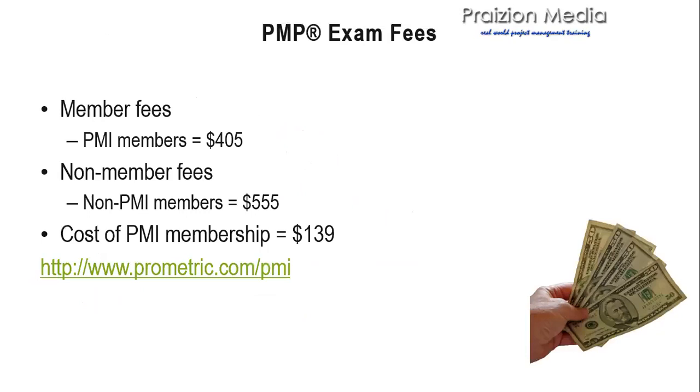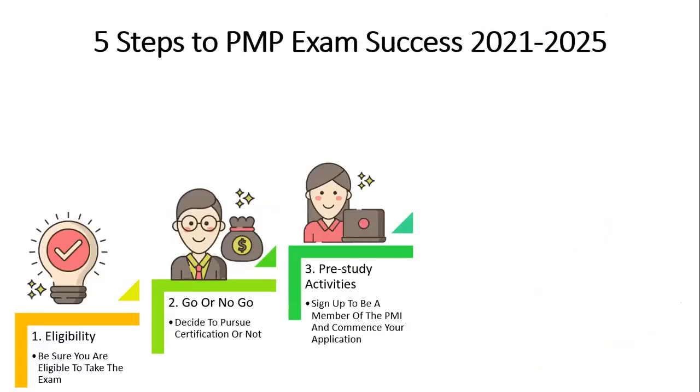So let's take a look at this breakdown. $405 if you're a member, $555 if you're not a member, $139. You do the math. You're saving yourself at least $11. And you're going to be able to download a copy of the Project Management Body of Knowledge Guide, whatever the edition that you find yourself using. So it makes sense, doesn't it, to be a member of the PMI. So that is another step. I call it the commitment step. That's number three, pre-study activities: sign up to be a member of the PMI and commence your application.